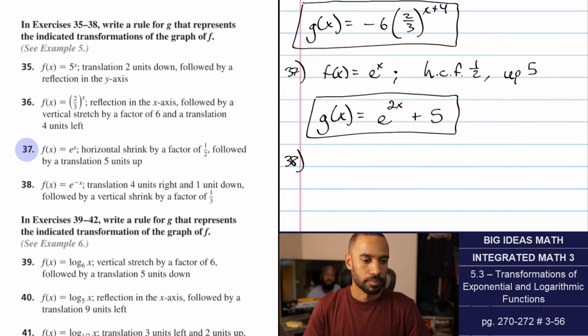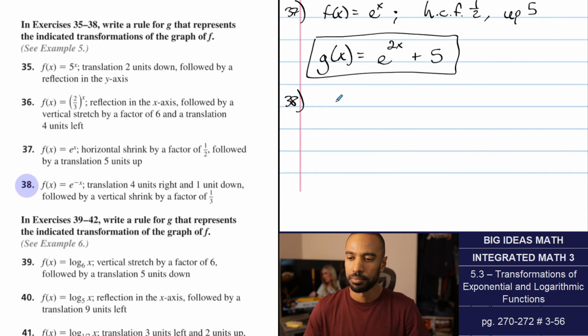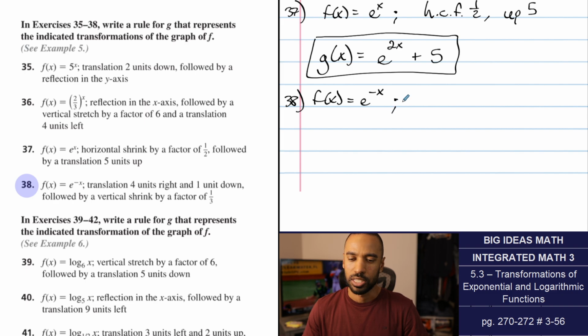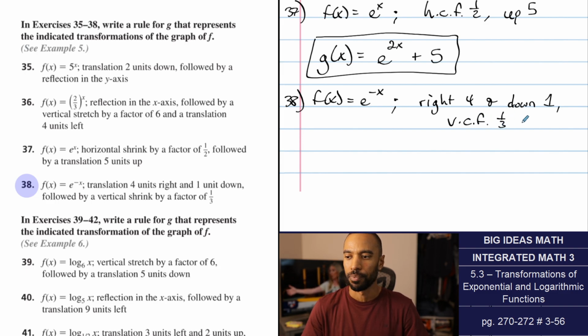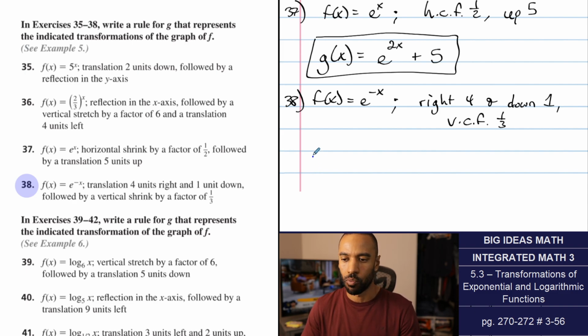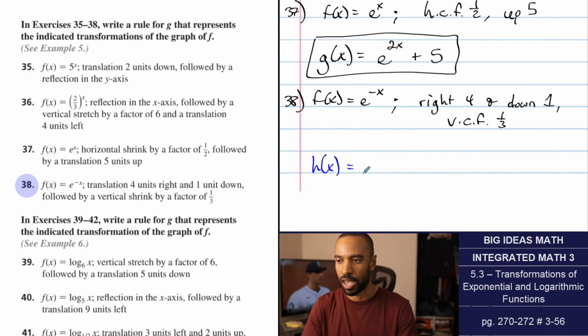Number 38, f of x equals e to the negative x power. Let's take that and let's translate 4 units right. 1 down. Followed by a vertical shrink by a factor of 1/3. Vertical compression by a factor of 1/3. All right, once again, this time I think we have to go in different order because we're going to compress the down 1 as well, unless you are really good at writing these all at one point through distribution, which is possible. Like I have in my head what I would do.